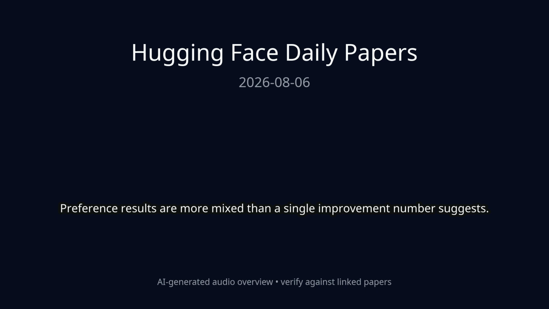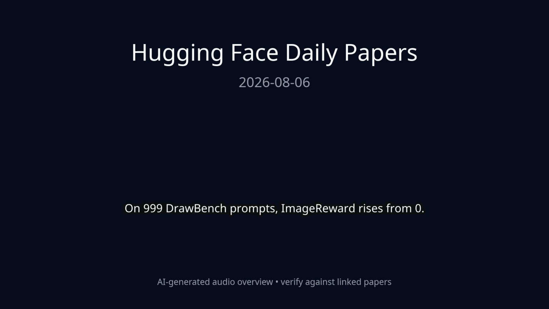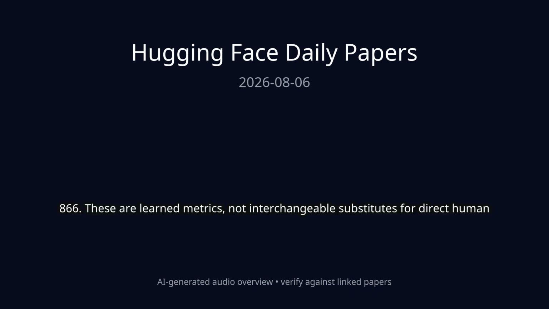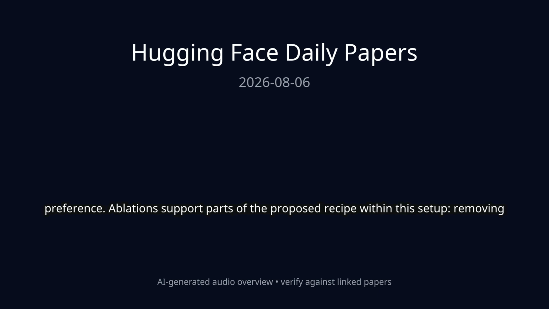Preference results are more mixed than a single improvement number suggests. On 999 draw bench prompts, image reward rises from 0.922 to 1.168, and HPSV3 from 9.341 to 11.354. But pick score is approximately flat, slipping from 0.869 to 0.866. These are learned metrics, not interchangeable substitutes for direct human preference.